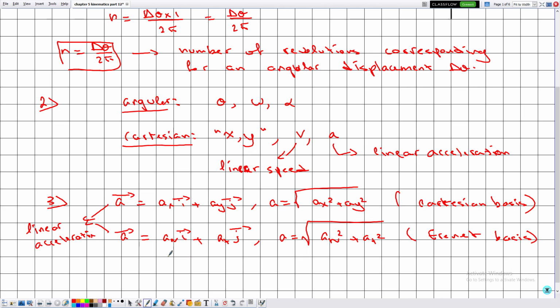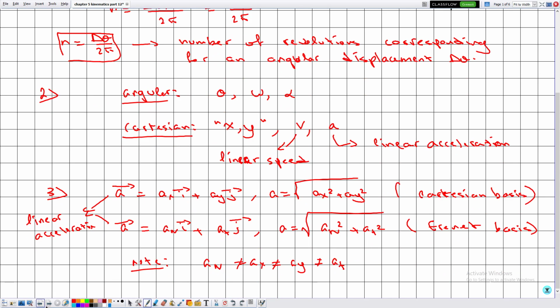Okay, but note that a_n is different from ax, is different from ay, is different from a tangential. In some cases it happens that they are equal, but this is not a general rule. So in general, these components are different from each other. The Cartesian decomposition is different from the Frenet decomposition. So these are the notes that I wanted to discuss before we start solving some exercises.